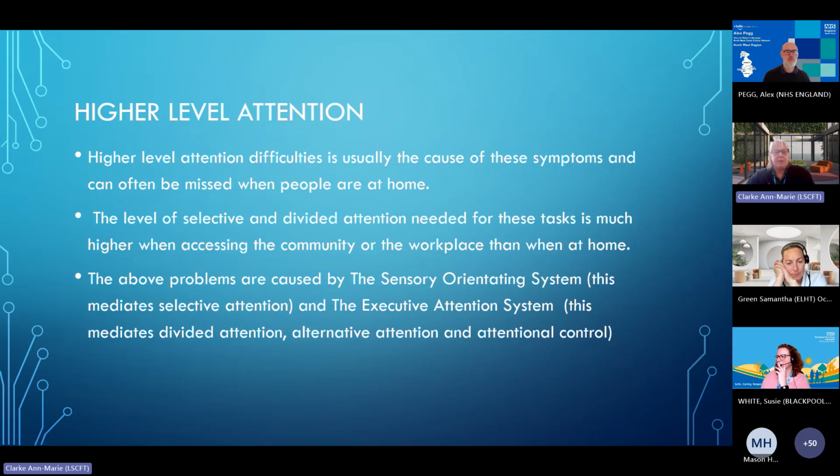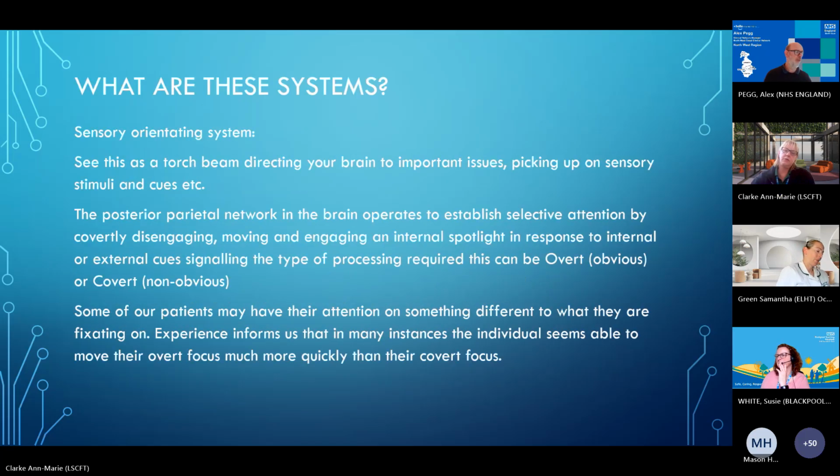So the problems that we find with these are caused by two systems. It's a sensory orientating system, and this mediates your selective attention and what your brain needs to focus on at any point in time, and the executive attention system. And this looks at your divided attention, that alternating attention, and your attentional control in tasks.